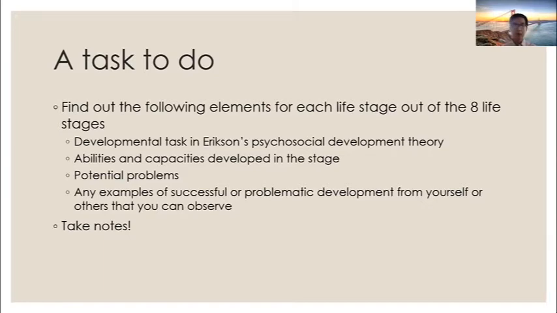So after you find what the task is for every stage in terms of Erikson's psychosocial view, you also need to find out in every stage the abilities and capabilities that people can develop. When they finish those tasks, during the process of finishing each task, they are able to develop certain abilities and capabilities. That is different for every stage. So find out what kind of abilities and capabilities can be developed in every stage. And also you need to find the potential problems. What kind of potential problems or crises may people meet for every stage.